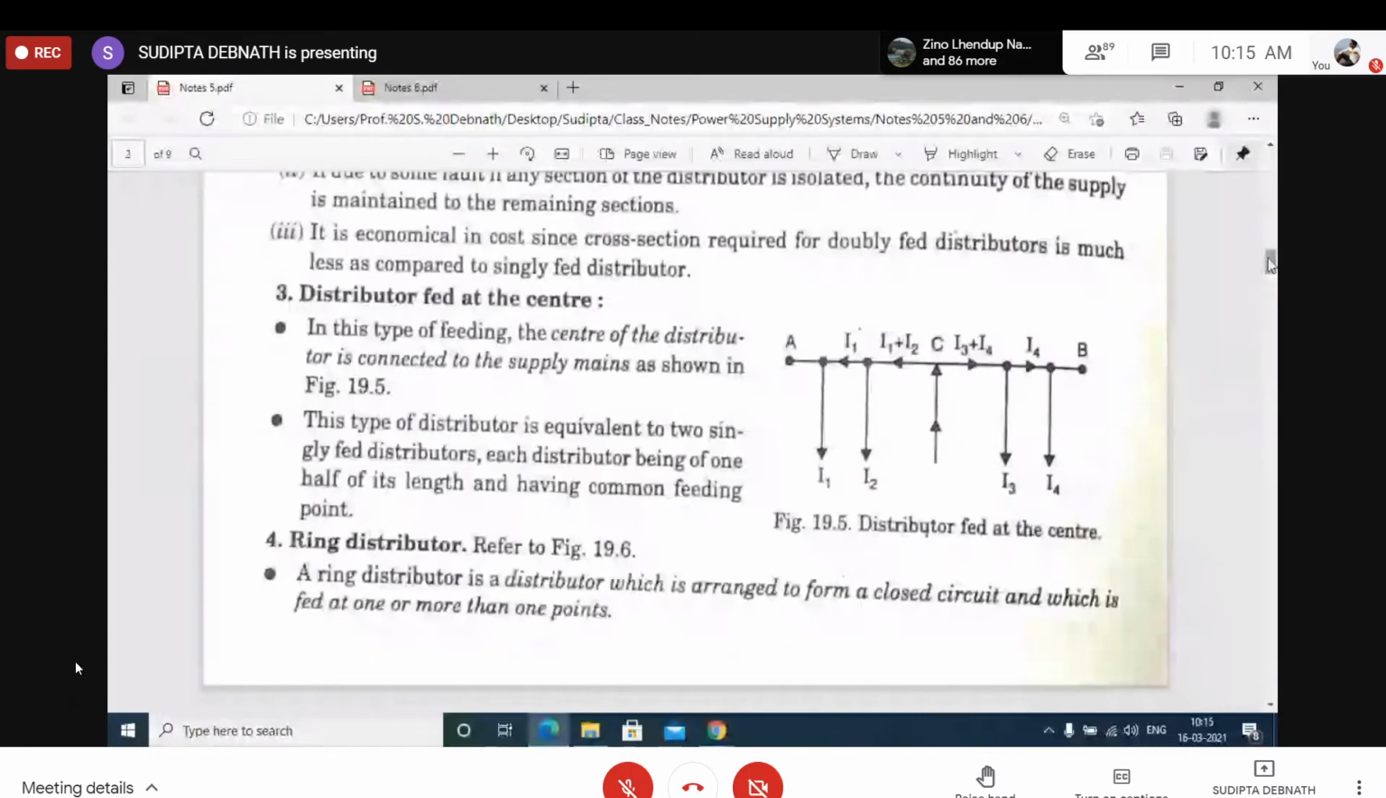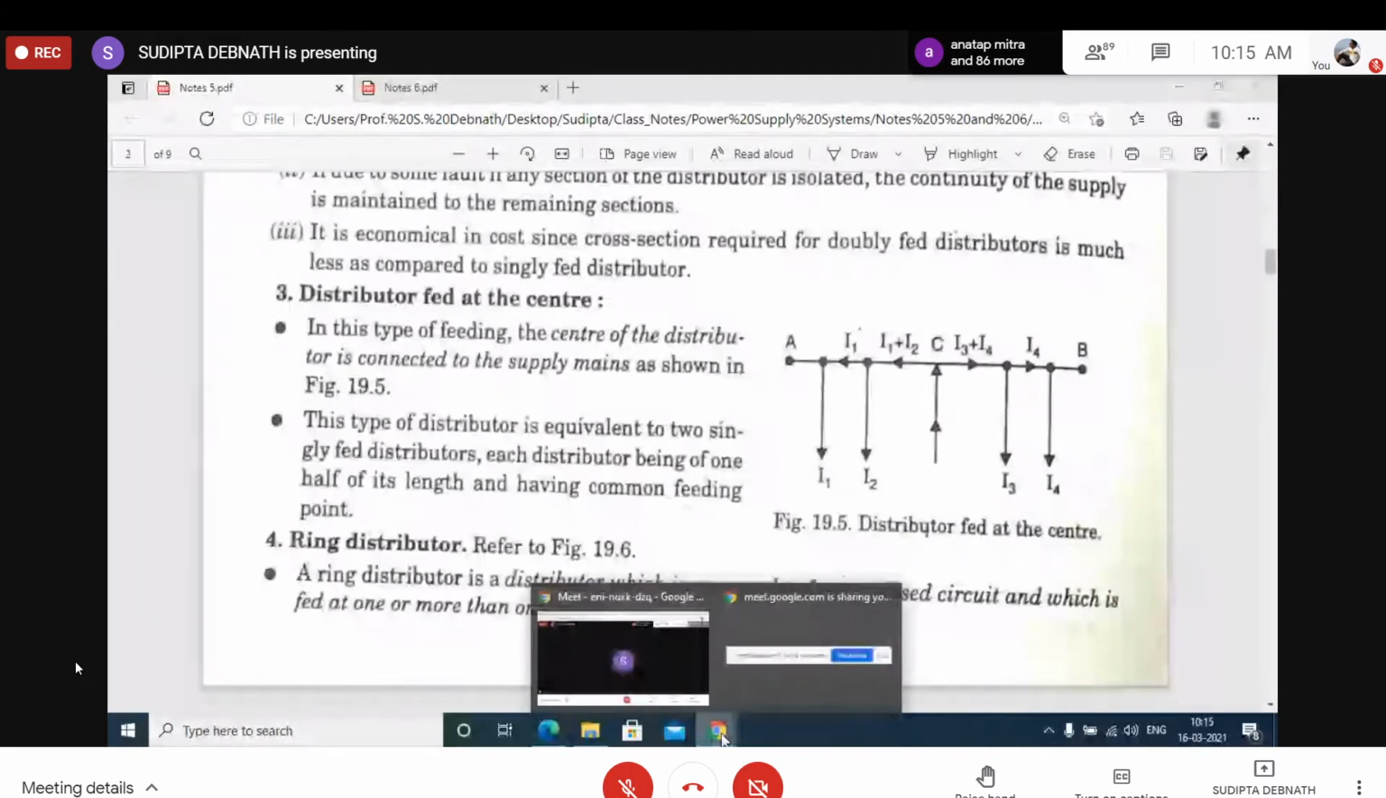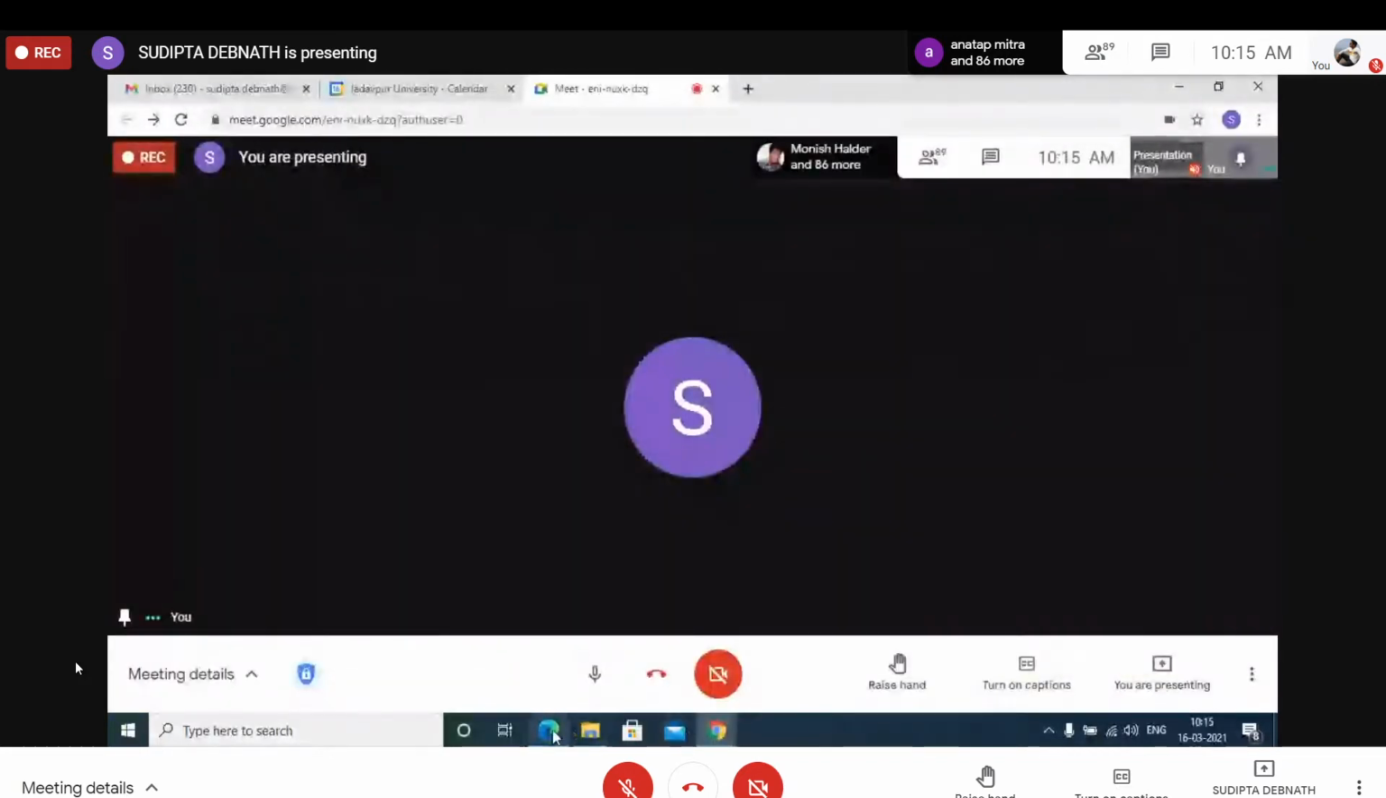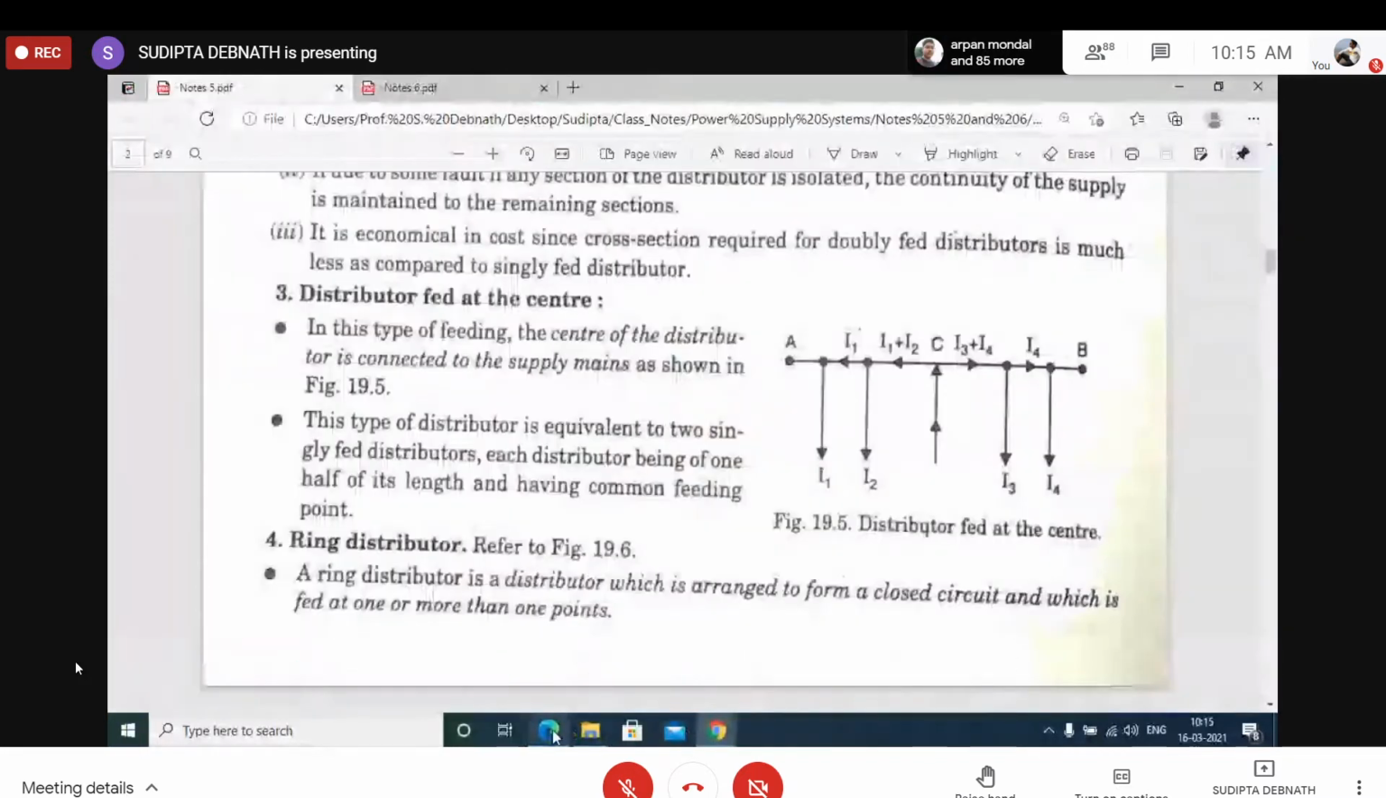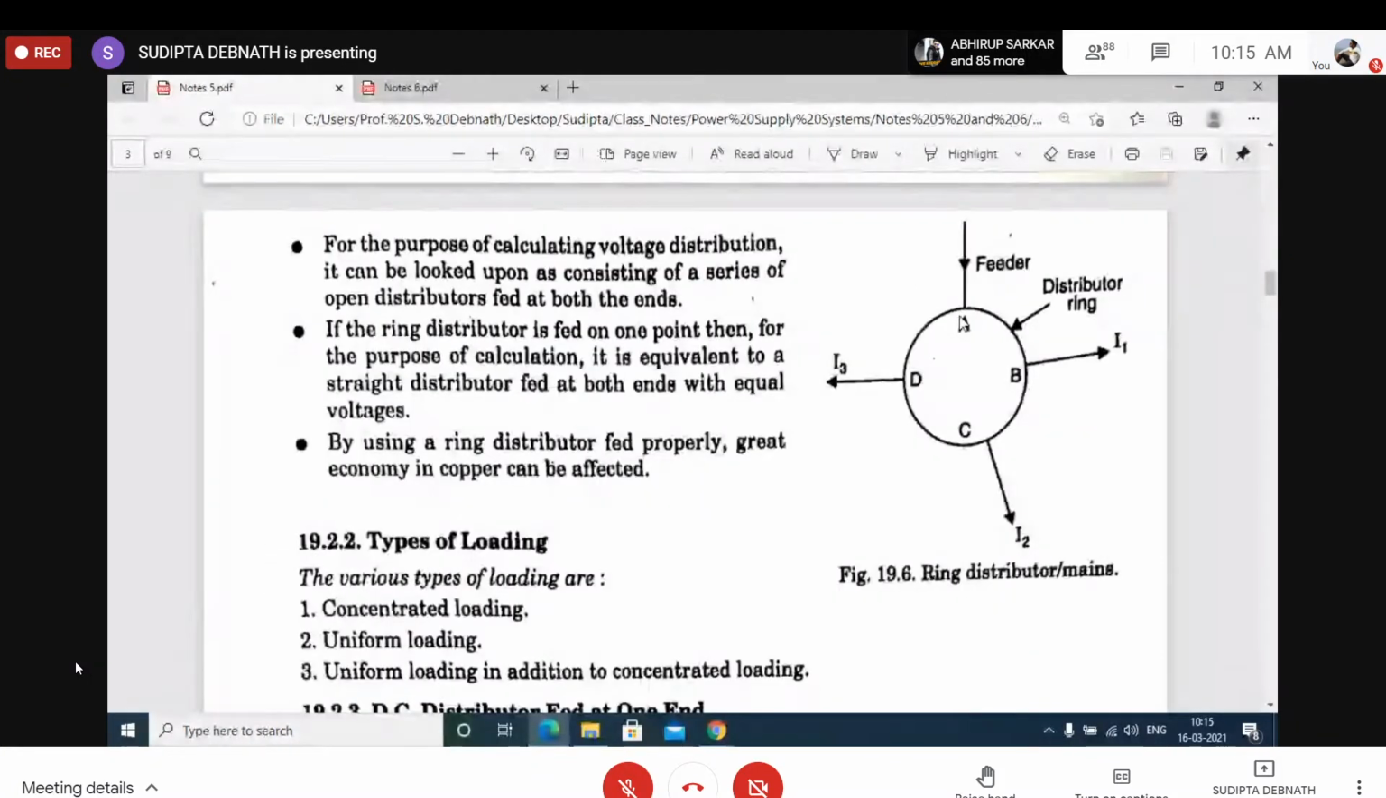Now the last one is the ring distributor. What is a ring distributor? You can understand the name from the ring. It is a distributor which is arranged to form a closed circuit and which is fed at one or more than one point. So though the feeding point shown here is one, there may be more than one feeding point. So this is a ring distributor.